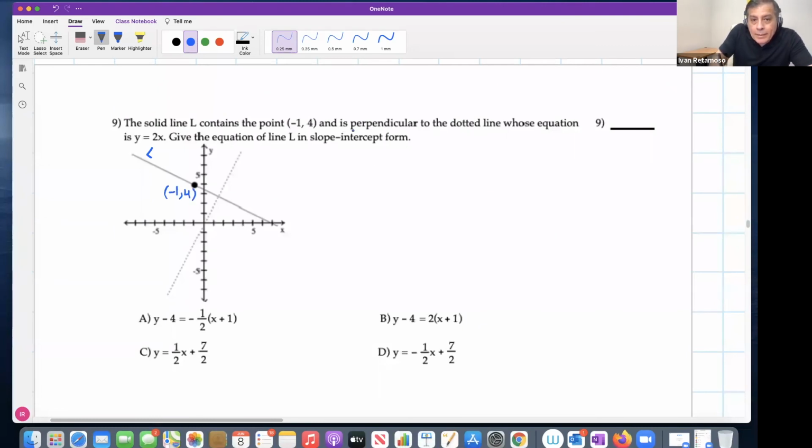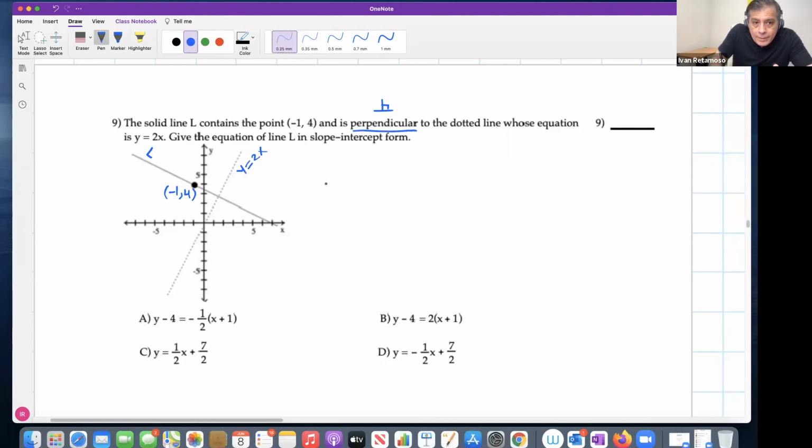And it is perpendicular, they're telling you, to the dotted line, which is this. They form a 90-degree angle when they meet, whose equation is y equals 2x. This is the equation of this dotted line. Give the equation of the line L in slope-intercept form, the equation of the perpendicular line.